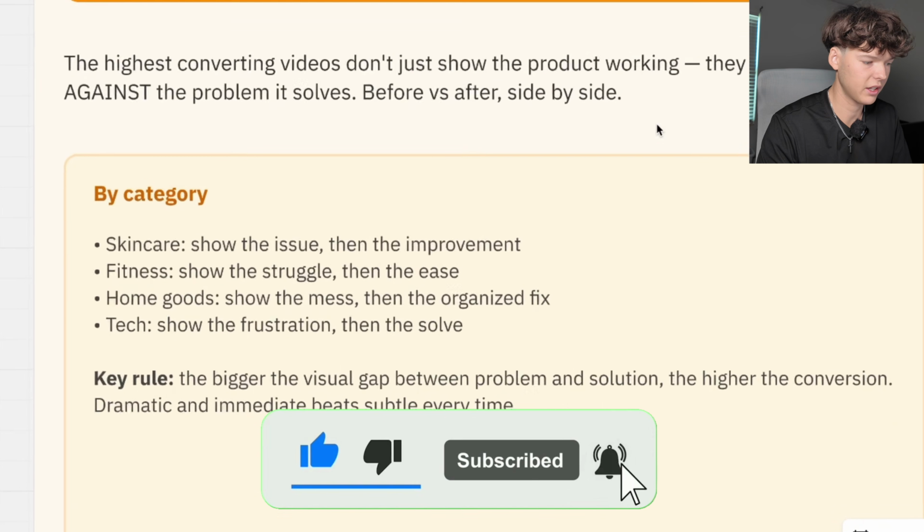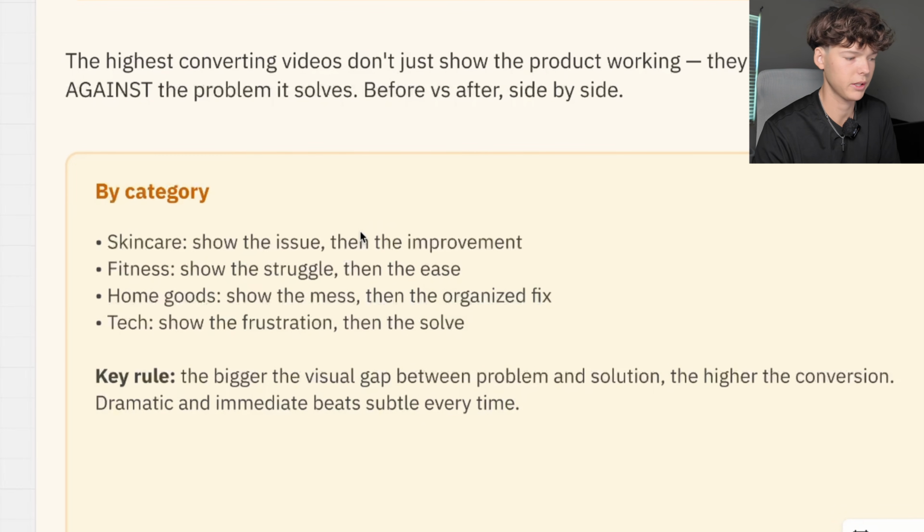Some more examples would be skincare. Show the issue and then show the improvement. We'll go over an example video here in a second, but you've seen this done a ton with like that new Medicube thing. Same thing for fitness products, home goods, tech. And the biggest key takeaway you need to get from the contrast principle is just having a bigger visual gap between what you're saying about the product.